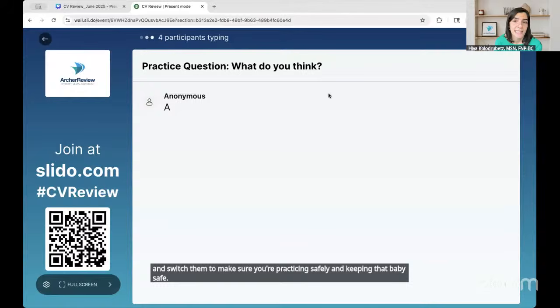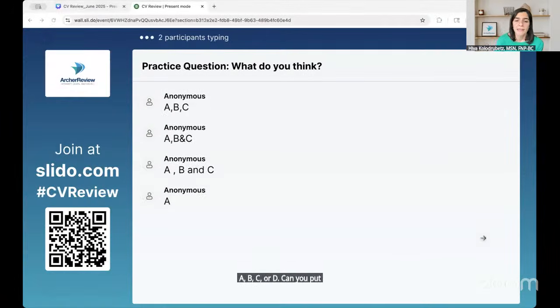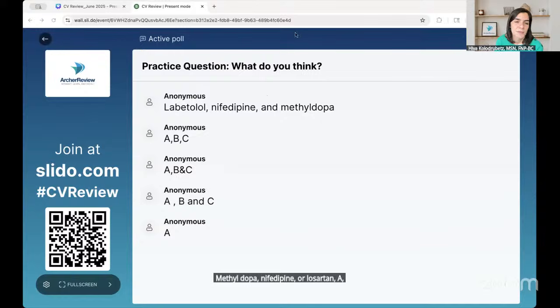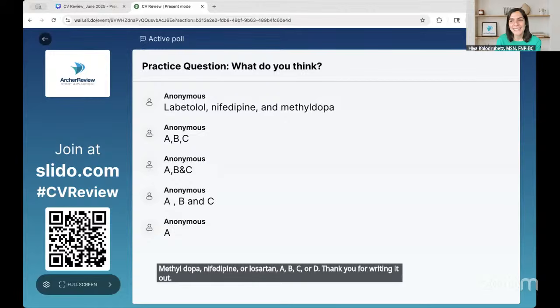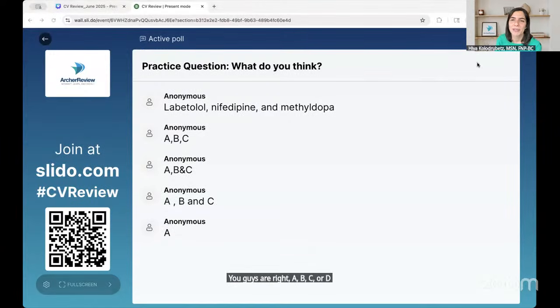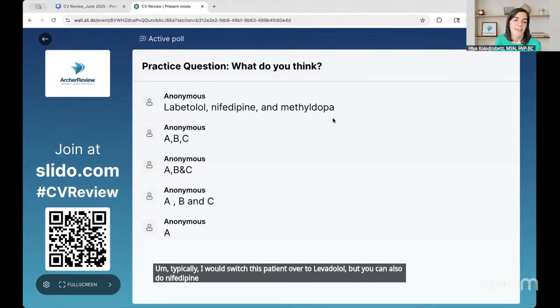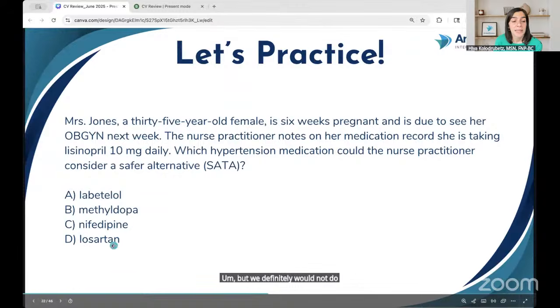So what do you guys think? A, B, C, or D? Can you put them on labetalol, methyldopa, nifedipine, or losartan? A, B, C, or D? Thank you for writing it out. You guys are right. The acronym you can remember is LMN. So typically I would switch this patient over to labetalol, but you can also do nifedipine or methyldopa. But we definitely would not do losartan because that is an ARB.